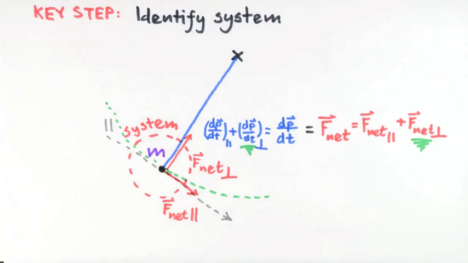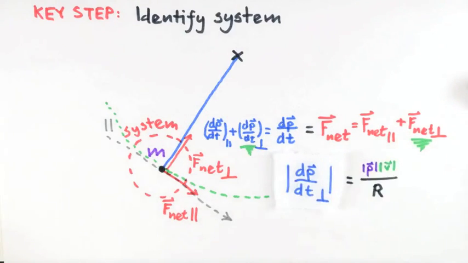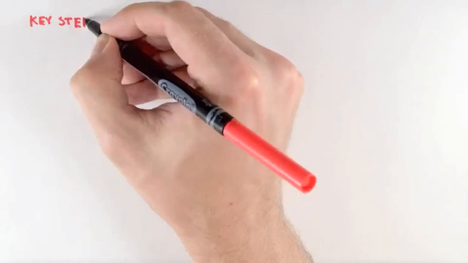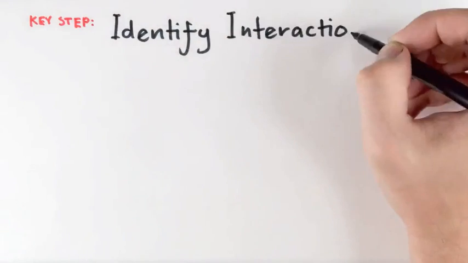So then we can say something about the magnitude of delta P over delta T perpendicular, which, by Newton's second law, must be equal to the magnitude of F net perpendicular. We know all these quantities, so we can solve for this. We'll do that in a moment. We're now ready to move to the next step.